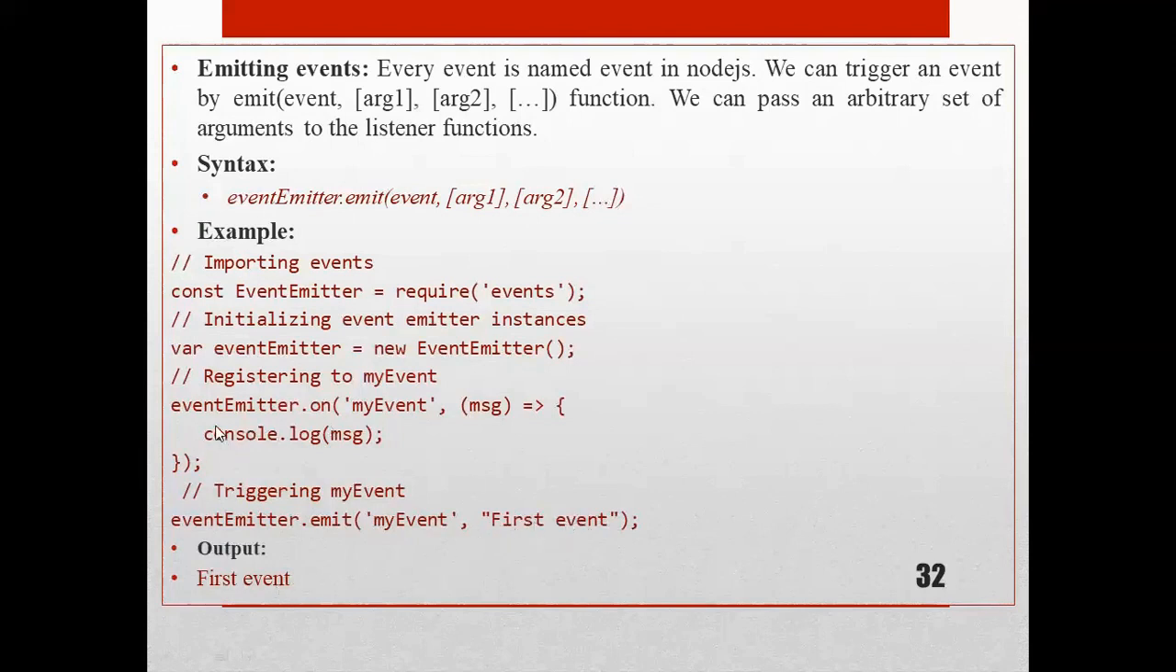Why? Because we are listening to this event, and we have to print the message. That message in that event is 'first event'. Here we have triggered that event, myEvent, comma, then the message.